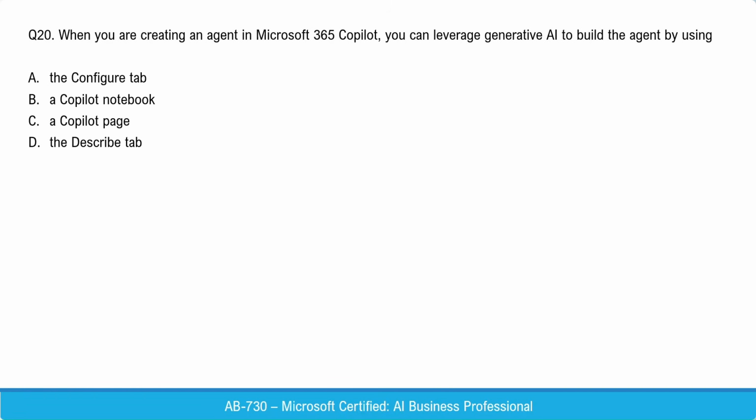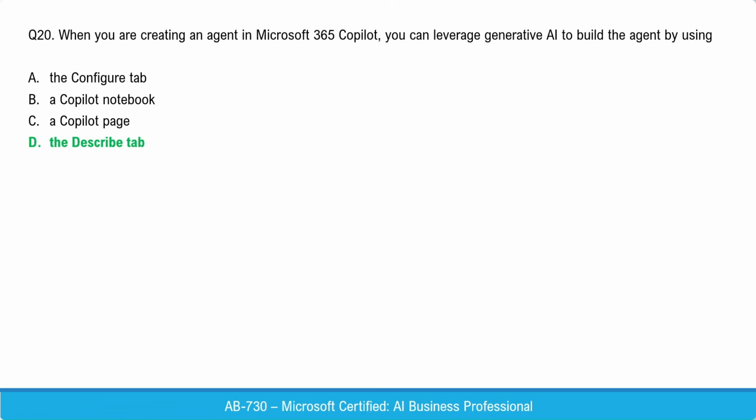All right, next question. Whenever you are creating an agent in Copilot, you can leverage generative AI to build the agent by using four options. You have the Configure tab, a Copilot notebook, a Copilot page, and the Describe tab. The correct answer is the Describe tab.